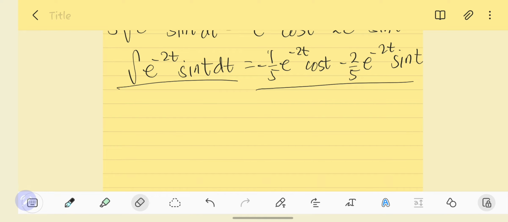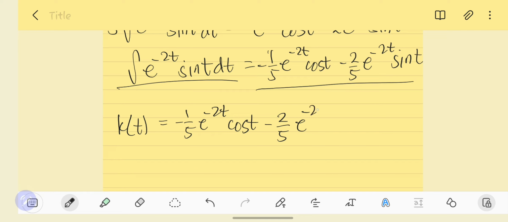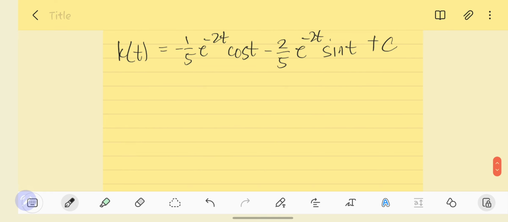I try to rewrite that. So k of t is equal to negative 1/5 e to the negative 2t cosine t minus 2/5 e to the negative 2t sine t plus c. Now trying to plug this into our homogeneous solution, which was x of t is equal to k of t times e to the 2t.